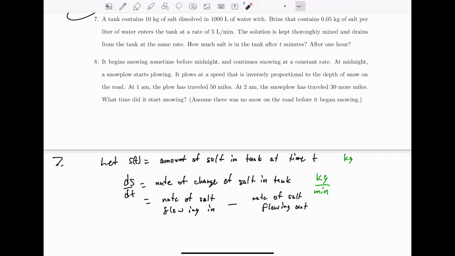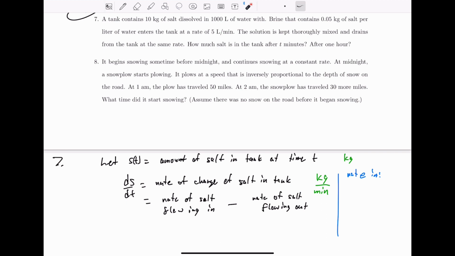Now let's work on getting an expression for these two pieces of information here. Let's first think about the rate flowing in. So the rate flowing into the tank, well, we have a concentration of 0.05 kilograms per liter, and it's flowing in at 5 liters per minute. So let's look first at the 0.05 kilograms per liter, and this is a constant concentration that's flowing in. The concentration of the salt flowing in does not change. The concentration of the salt flowing out, that will change. That will change because the tank's getting saltier. But the salt that's flowing in, or the brine, that concentration does not change.